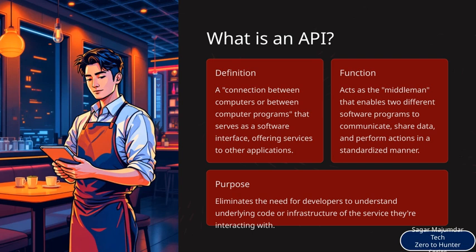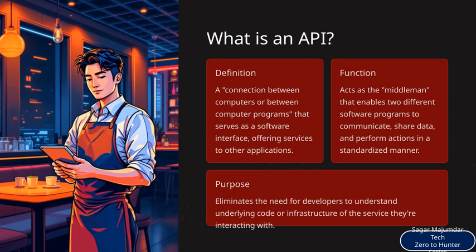An API, or Application Programming Interface, is essentially a connection between computers or between computer programs. Think of it as a software interface that provides services to other applications. It's like a translator or a middleman that helps two different software systems understand each other and work together smoothly. The main function of an API is to act as this middleman. It enables these programs to communicate, share data, and perform actions in a way that's consistent and standardized. This means they don't have to understand each other's complex internal code. They just need to speak the same language through the API.